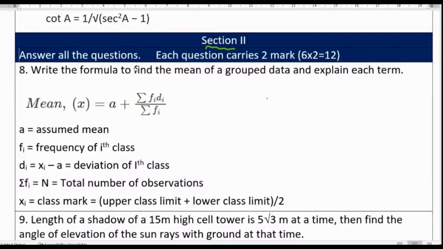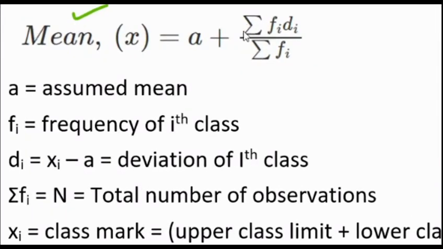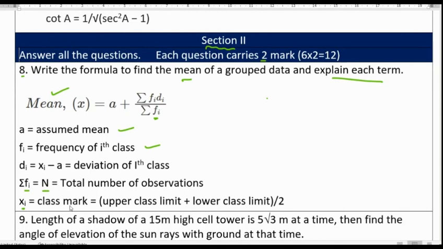We'll discuss section 2 now. Each question carries 2 marks. Eighth question, write the formula to find mean of a grouped data and explain each term. You know the formula for mean, which is A plus sigma Fi di by sigma Fi, where A is assumed mean, F is frequency, D is Xi minus A, sigma Fi or N is nothing but total number of observations, Xi is class mark.